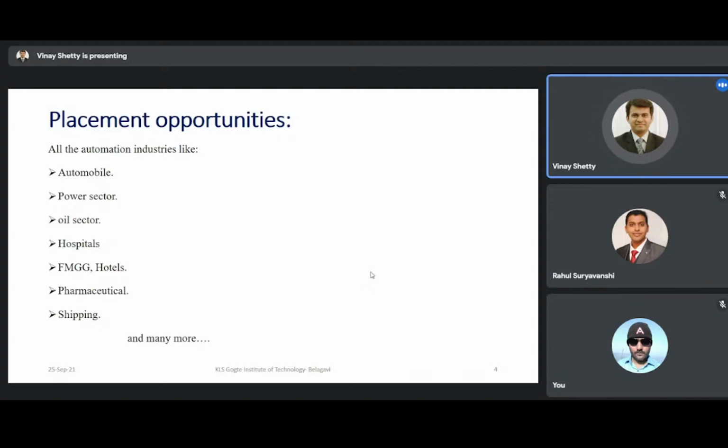Okay. Then coming to the placement opportunities, there are many automation industries. You have a job in automobile, you have a job in power sector, you have a job in oil sector, you have a job in hospitals, FMCG, hotels, pharmaceutical, shipping, and there are many more. Okay. There are many more to come. So as we are going for an automation system, right, there is a huge requirement not only in India but in the entire continent. There is a huge requirement for PLC programmers as well as the SCADA programmers.